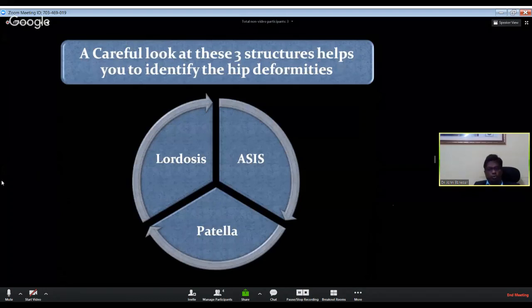What are those? These are lordosis. What has happened to the anterior superior iliac spine? Is it high, low, or level? Then what is happening to the patella? Where is the patella looking? We can read these things to know what the hip pathology inside is.